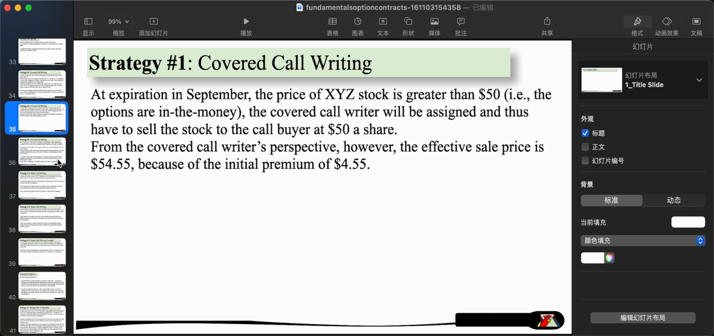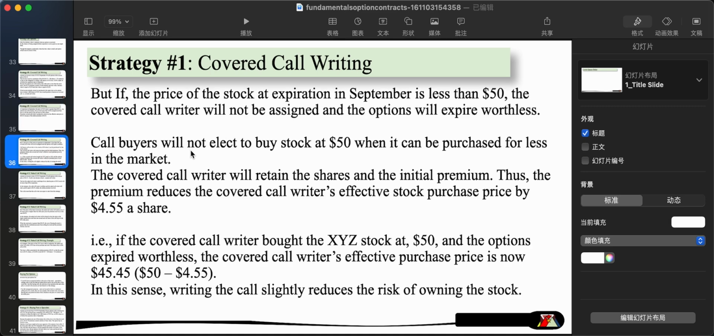But if the price of the stock at expiration in September is less than $50, the covered call writer will not be assigned and the option will expire worthless. Call buyers will not elect to buy stock at $50 when it can be purchased for less in the market. The covered call writer will retain the shares and the initial premium, thus the premium reduces the covered call writer's effective stock purchase price by $4.55 per share.